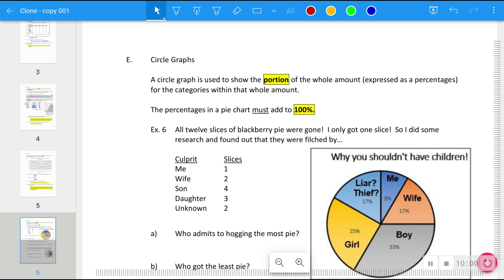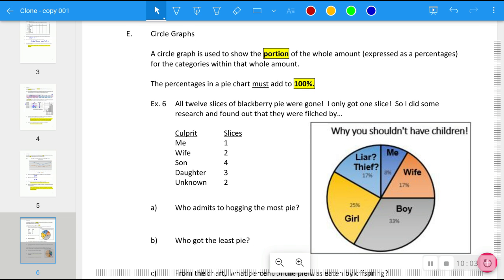Okay, the last type of graph we're going to cover is a circle graph, or sometimes called a pie chart. And this graph is really good for showing a portion of a whole. In other words, where are you putting the most resources, for instance. The percentage in a pie chart should always add to 100%.